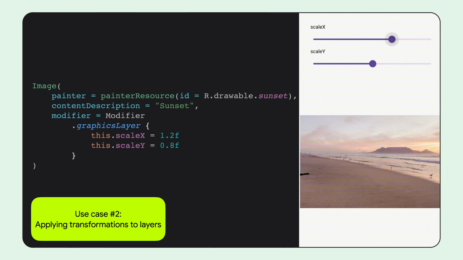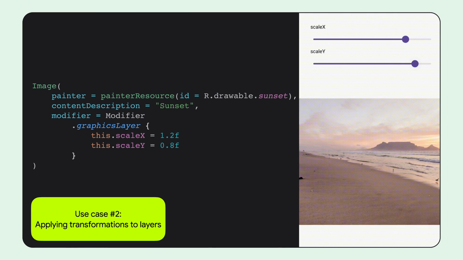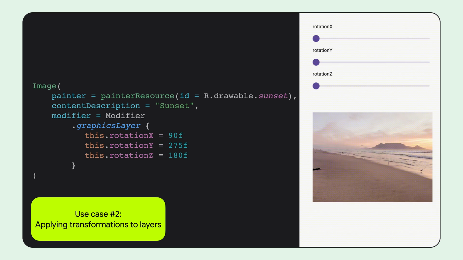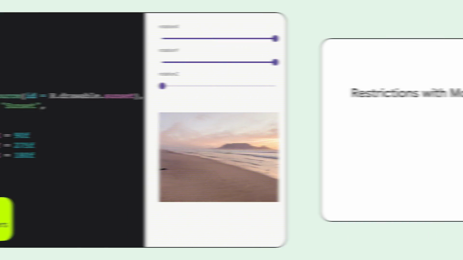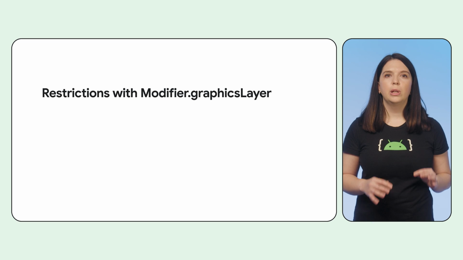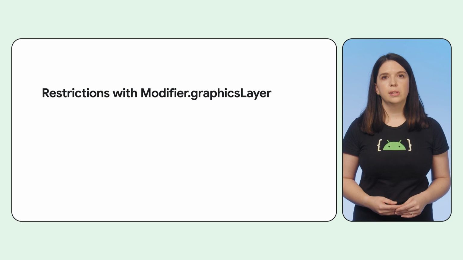From the basics, such as changing the scale X and scale Y, translation X and translation Y, or rotation values. The graphics layer modifier is great for these cases and can get you a long way with animations and transformations.